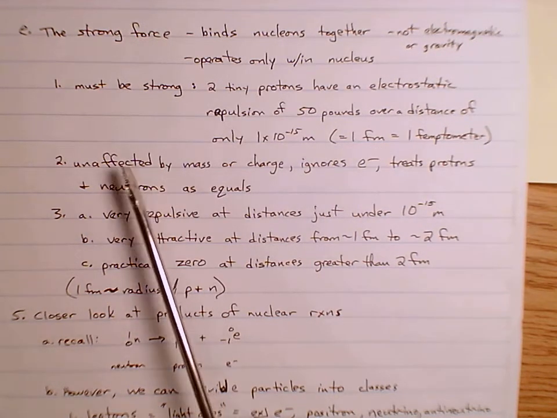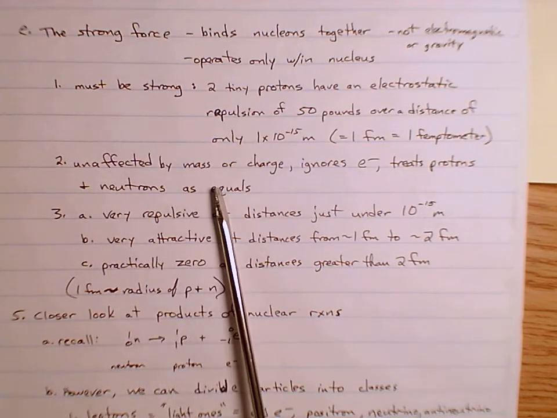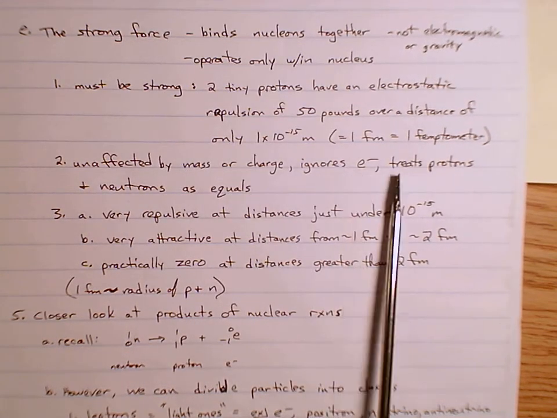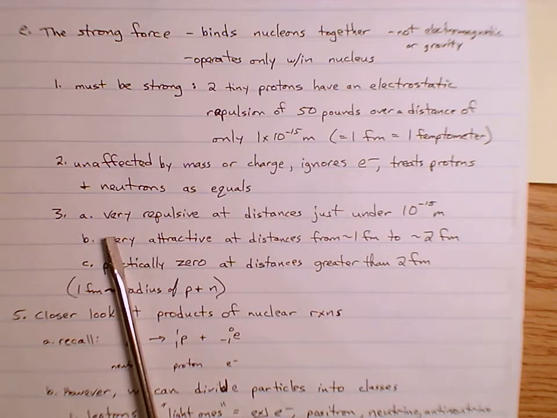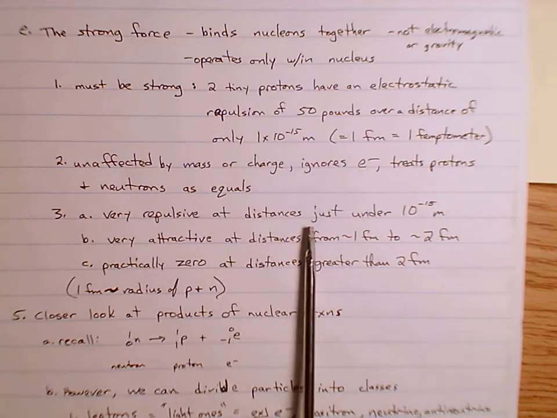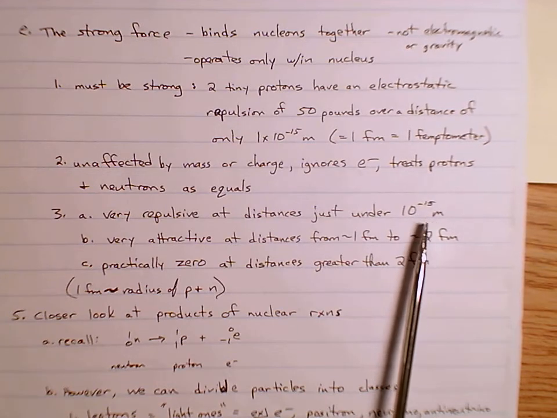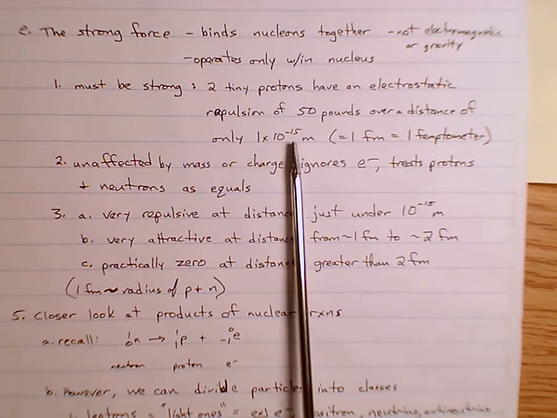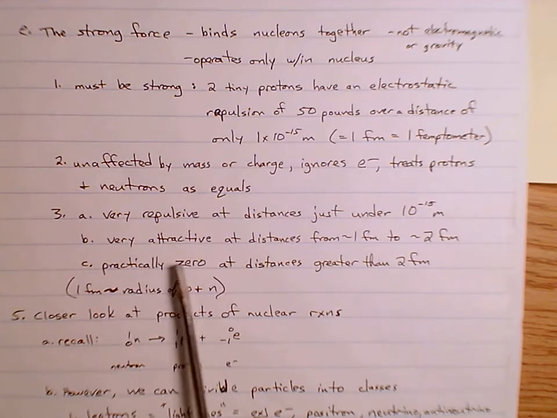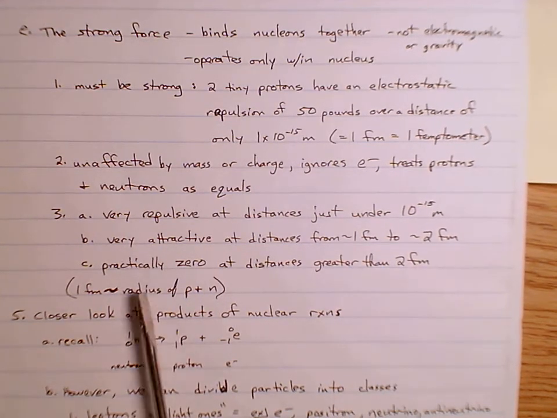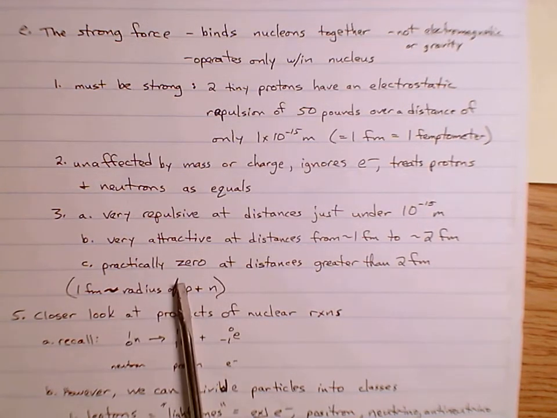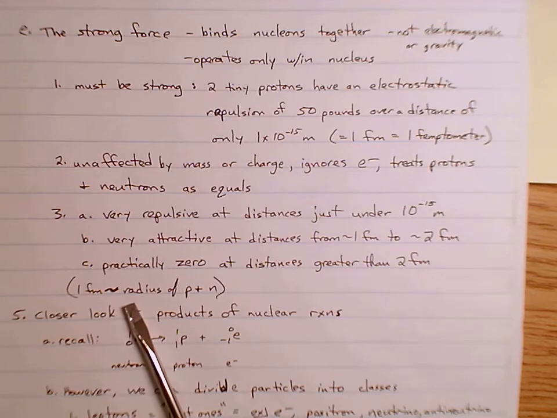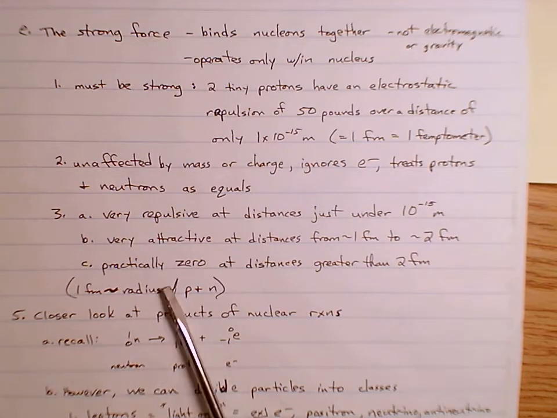All right. This nuclear strong force is unaffected by mass or charge. It ignores electrons. It treats protons and neutrons as equals. It holds the proton to the neutron also. It's very repulsive at distances just under 10 to the minus 15th meters. If you got within a femtometer, the nuclear force would be very repulsive, but it's very attractive from 1 to 2 femtometers. And after you get about 2 femtometers away, it's practically zero force holding two particles together. By the way, 1 femtometer is approximately the radius of a proton and a neutron. So these are very small distances.